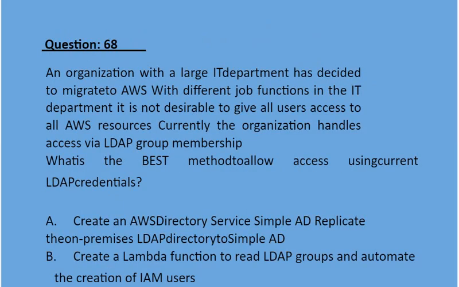Question: An organization with a large IT department has decided to migrate to AWS, with different job functions in the IT department. It is not desirable to give all users access to all AWS resources. Currently, the organization handles access via LDAP group membership. What is the best method to allow access using current LDAP credentials?